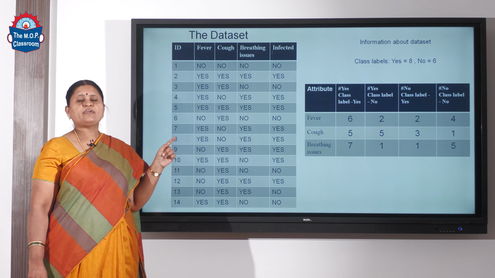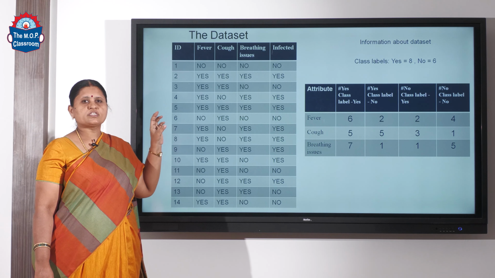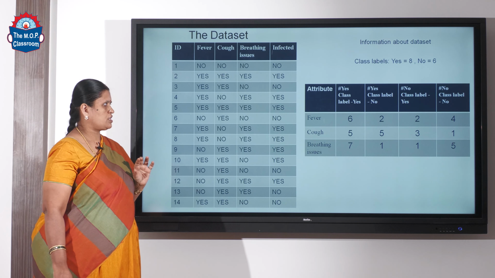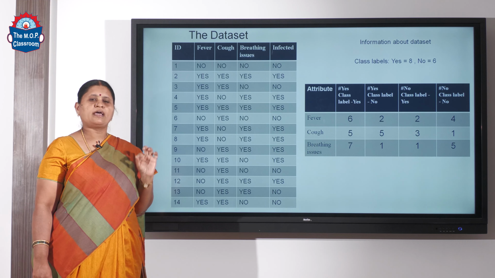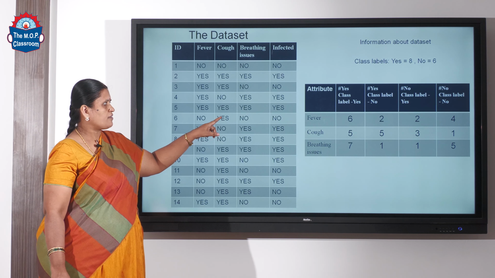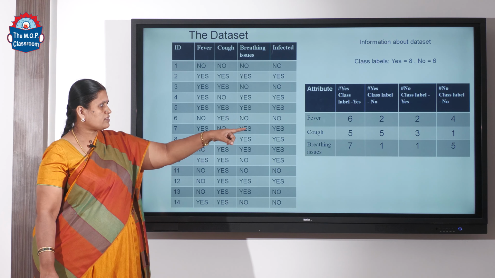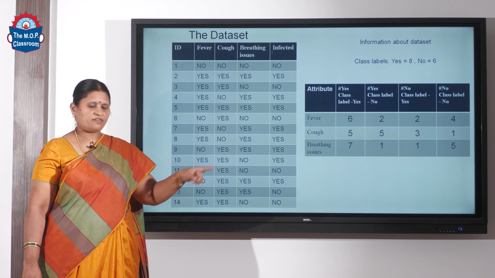Like this, we have to calculate the information for cough and breathing issues. This is the primary work for calculating the attribute selection measures. We have to remember all these numbers to find out the information gain and gain ratio. So fever, we have 6, 2 and then 2 and 4. Cough, 5 and 3 and then 5 and 1. Then breathing issues 7 and 1 and 1 and 5.